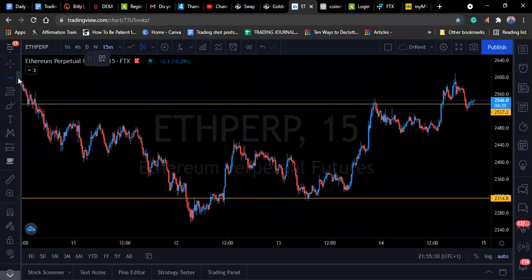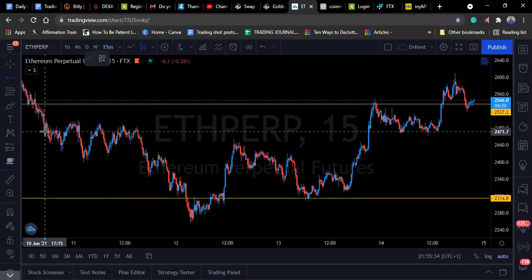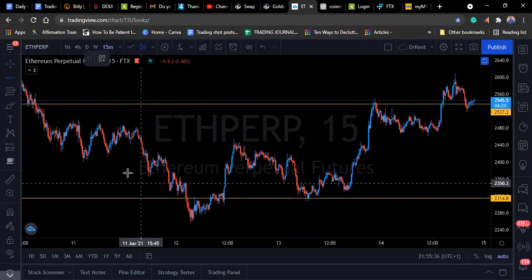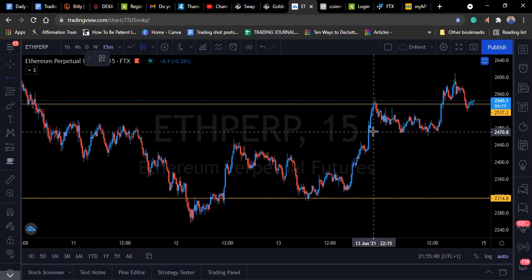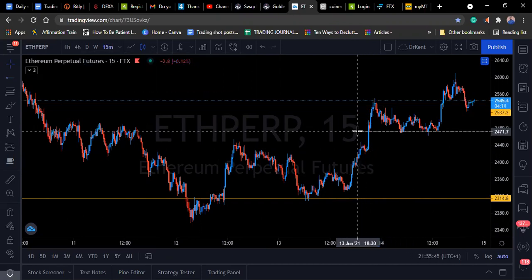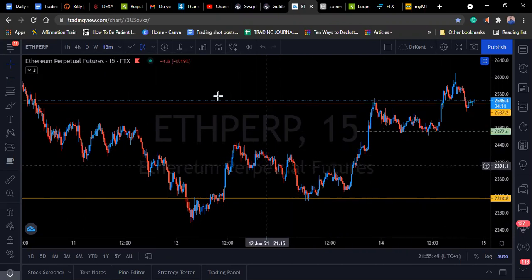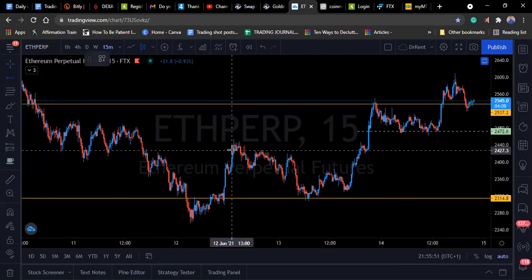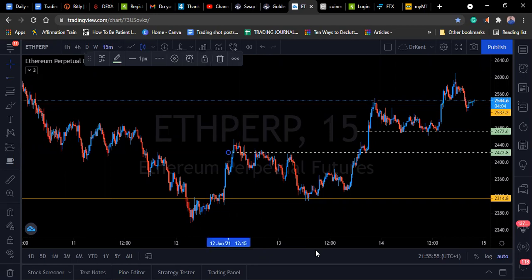And sometimes I like to use a horizontal ray. There's a horizontal ray here. A ray won't give you a long line, it will give you a short line. So I pick here. This is the minor level. And you can represent it with a dotted line to show the difference between the two. Then here too is a minor level. You can see it.